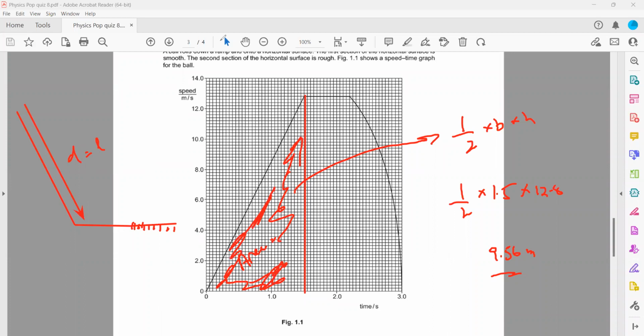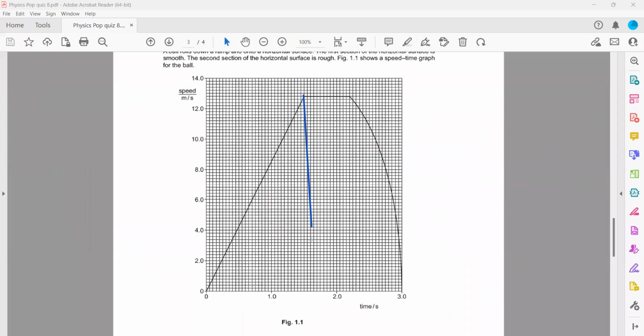But what if, for example, the same question was there and they asked what is the length of the horizontal smooth section? Then we'll find the area of this part. Because when it is a smooth section, it is not changing the speed. So the area of this part is the length of the smooth section. And if they ask to calculate the length of the rough patch, we will find the area of this part. But they only asked for the length of the ramp. So the length of the ramp is only this one.